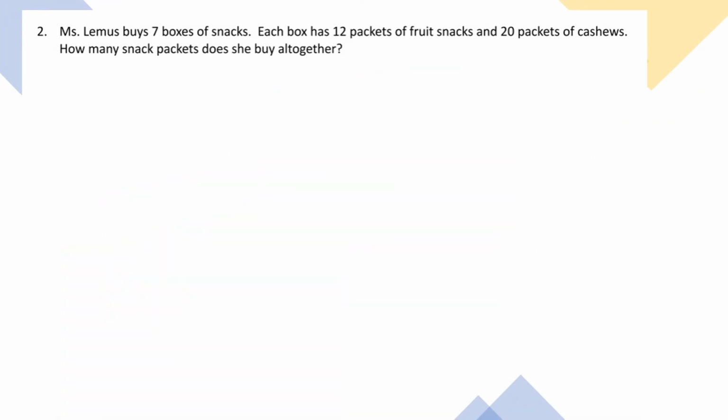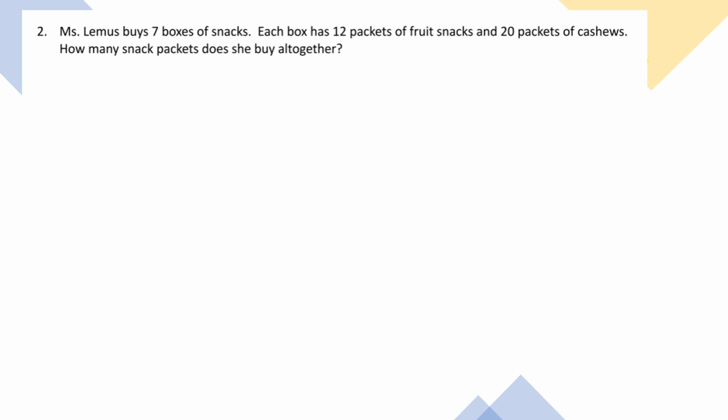Number 2. Miss Lemus buys 7 boxes of snacks. Each box has 12 packets of fruit snacks and 20 packets of cashews. How many snack packets does she buy altogether? Okay, let's read this one sentence at a time to work it out. So the first sentence says that Miss Lemus buys 7 boxes of snacks. Each box has 12 packets of fruit snacks and 20 packets of cashews.